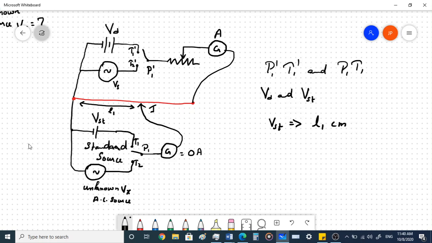Zero milliamperes. So for the voltage VST, we'll get a particular value of L1, and we need to take the measurement in the ammeter also. Let's say it is I1 amperes, right?